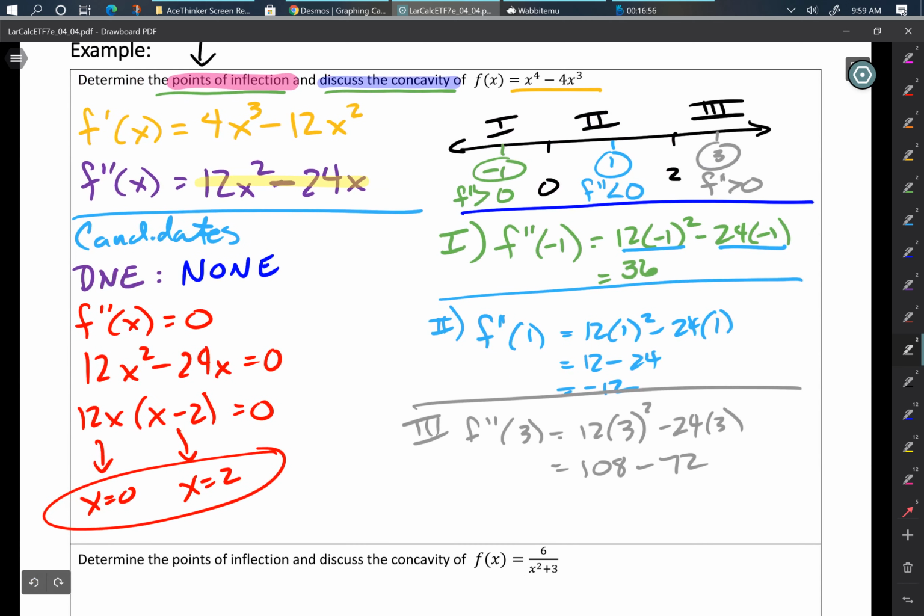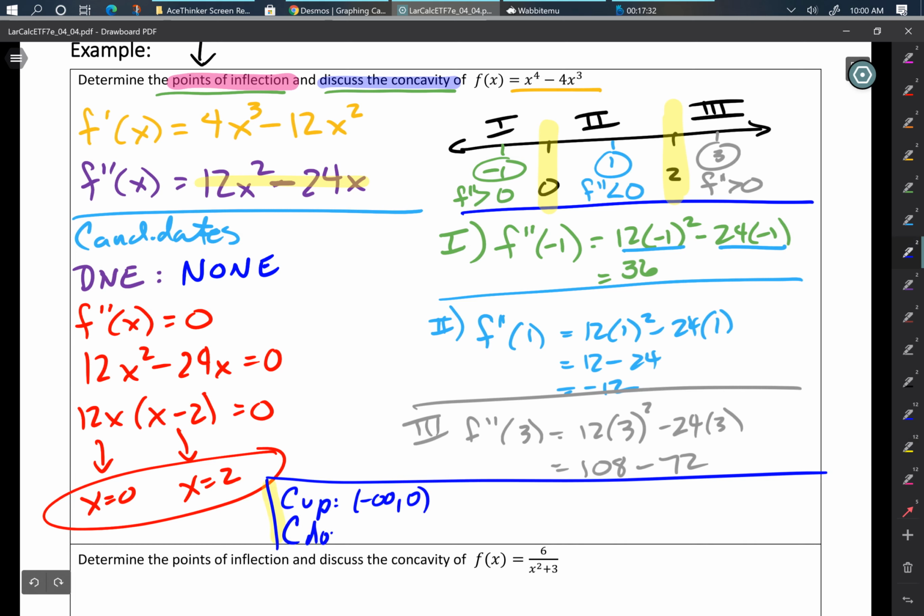Right? Now the last thing I have to do is figure out what's happening here and here. Does concavity change at 0? And if concavity changes at 0, then we have an inflection point, or a candidate for an inflection point. Well, to the left we're concave up, to the right we're concave down, so concavity does change. Okay? Concavity does change at 0. Okay? So we're concave up from negative infinity to 0.